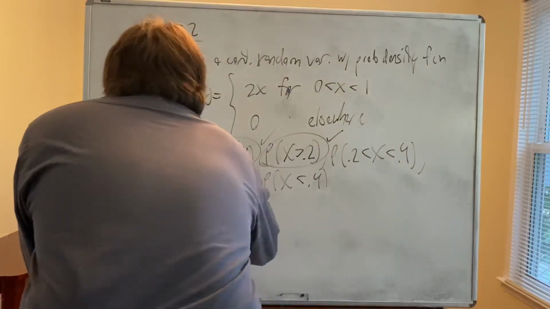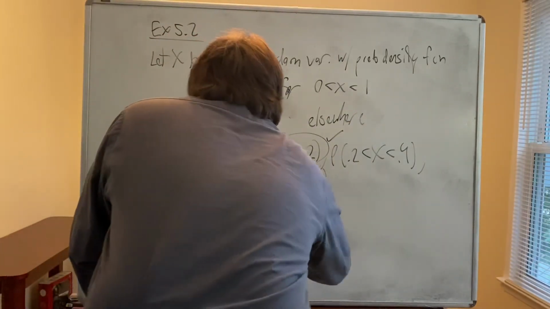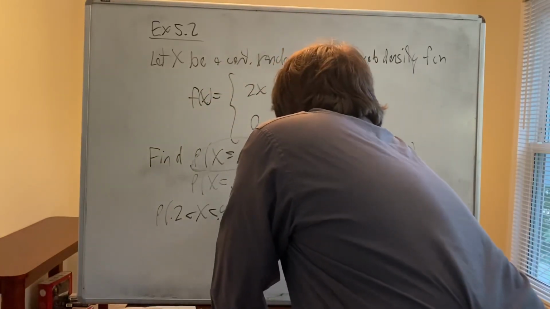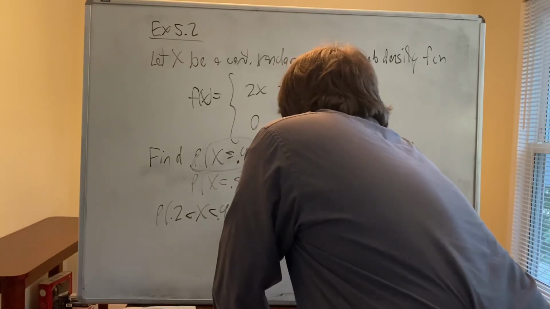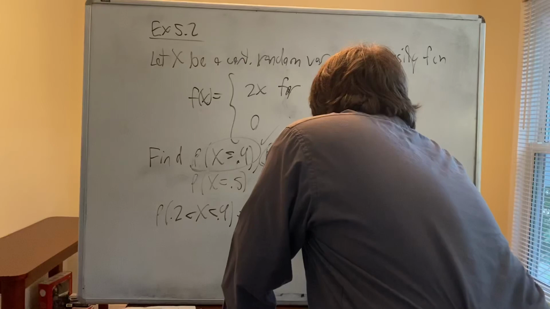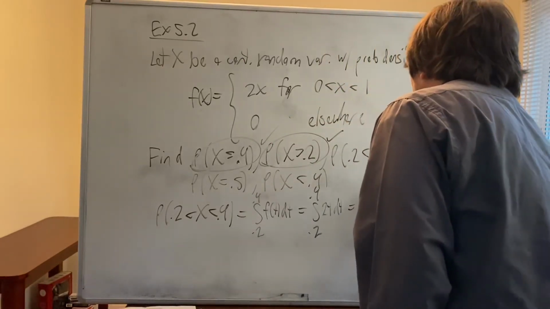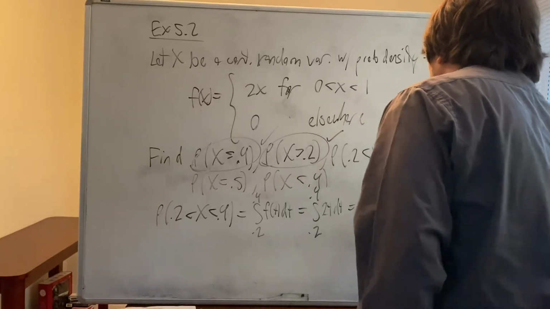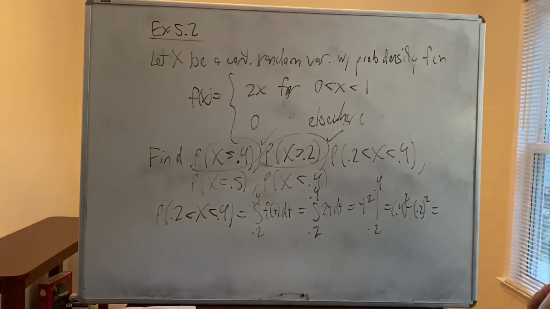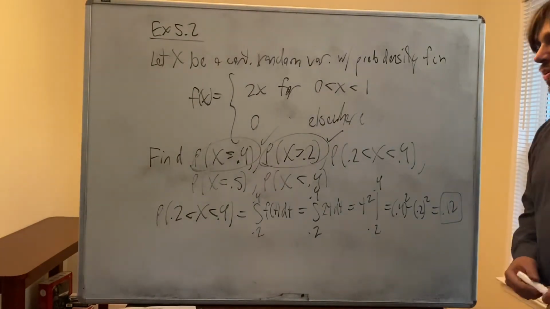Okay, probability that 0.2 is less than x less than 0.4. Let's explain it a little simpler. This is the integral from 0.2 to 0.4 of f of t dt. That's equal to the integral from 0.2 to 0.4 of 2t dt. That's equal to t squared evaluated from 0.2 to 0.4 by the fundamental theorem of calculus. That's 0.4 squared minus 0.2 squared, which is 0.16 minus 0.04. That's 0.12.